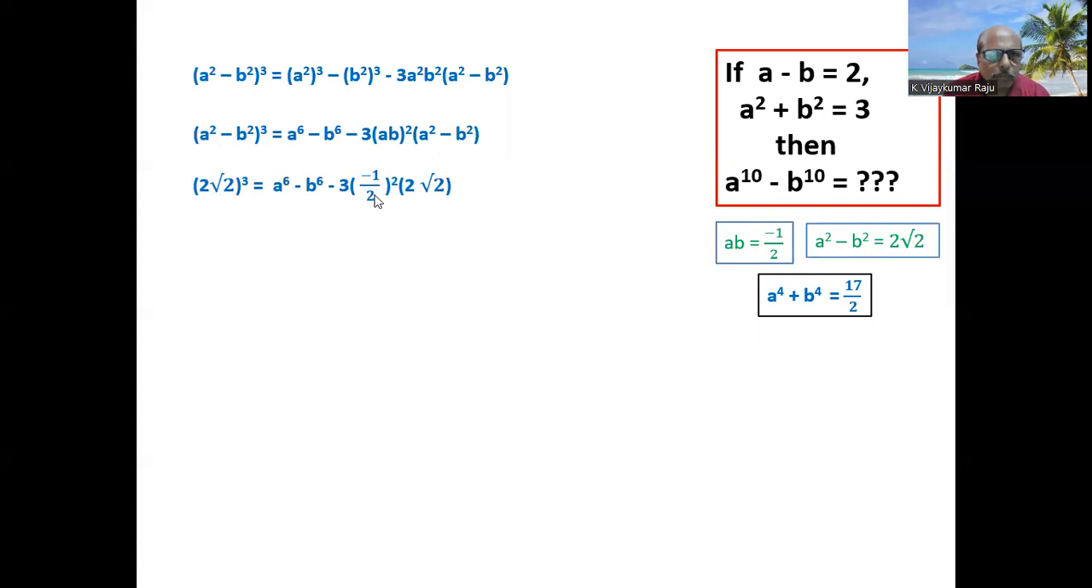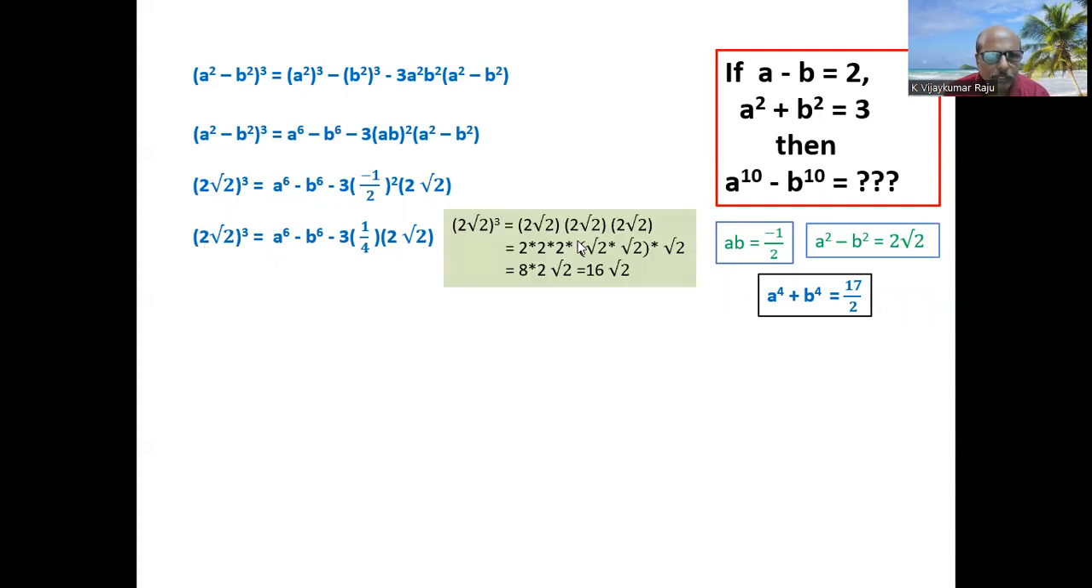3 minus 1 by 2 whole square into 2 root 2, because this is 2 root 2, this is also 2 root 2. Now (2 root 2) whole raised to 3. This calculation, I'll show you separately. Okay. Now 3, when you take square, it becomes 1 by 4, and the 2s cancel and it will be 3 root 2 by 2.